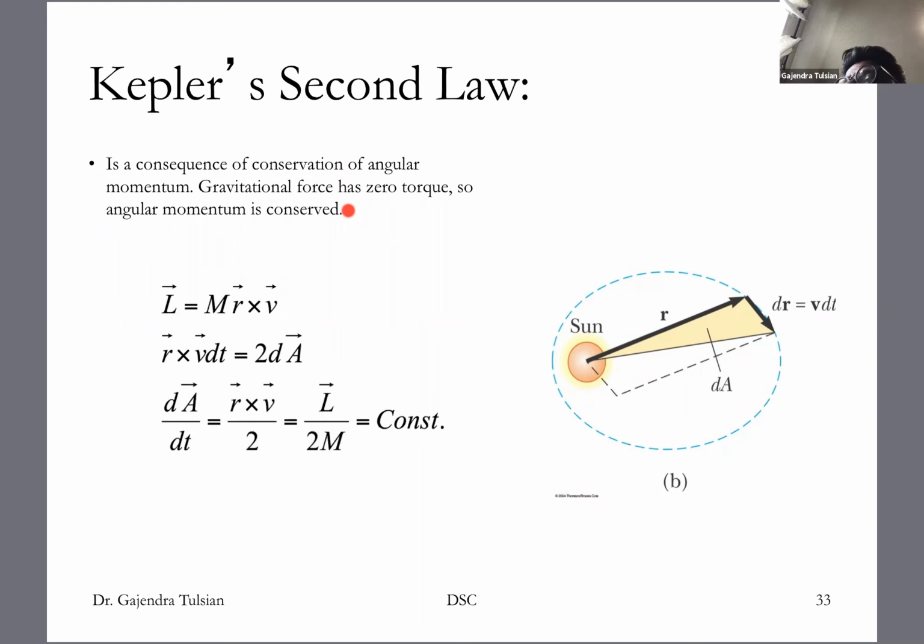The gravitational force on the planet, the force is central, and so it exerts zero torque on the object, and so angular momentum is conserved. So you saw that from one of the previous chapters, that external torque is equal to rate of change of angular momentum. Okay. So on a planet, the only force acting is this force of the sun, and this force has zero torque. Torque is zero, and so the angular momentum of the planet remains constant.